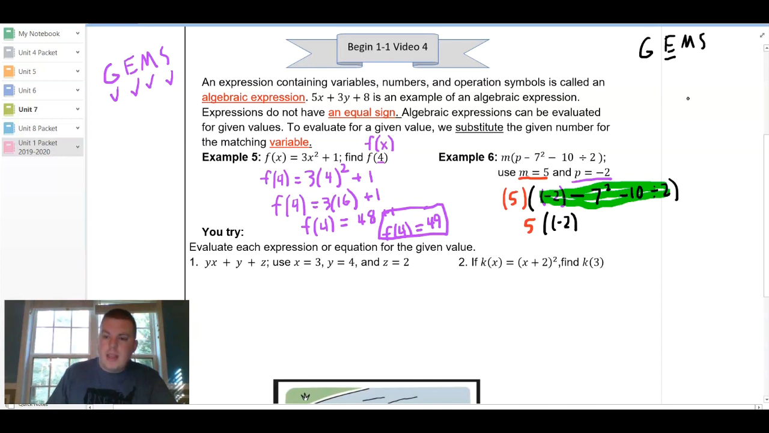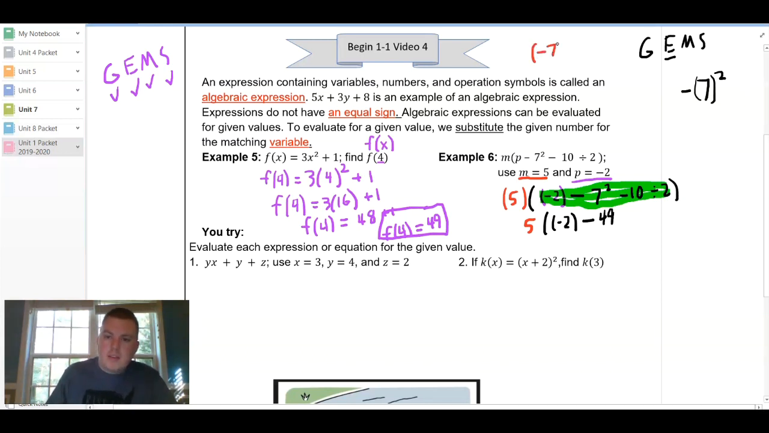Now, one thing to pay attention to on this one, it is negative 7 squared. Notice that that negative is not in parentheses. The only thing that that squared is attached to is the 7. So I'm going to leave that minus sign there, and when I do 7 squared, that's going to give me 49.